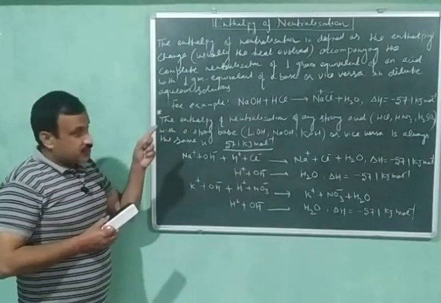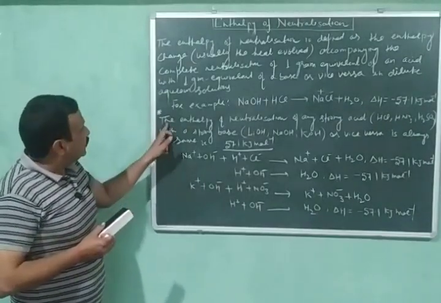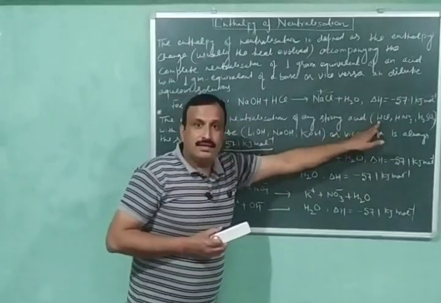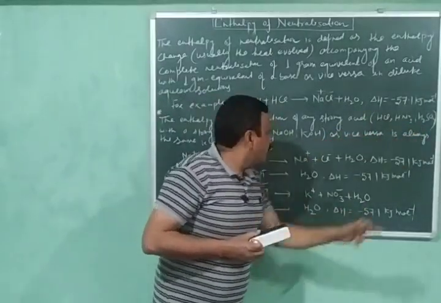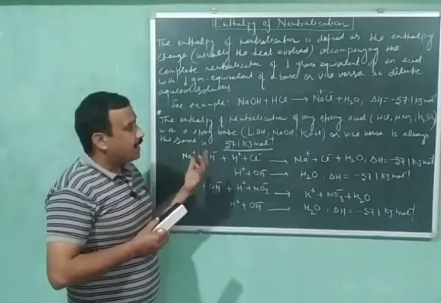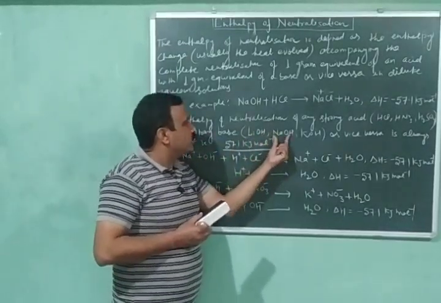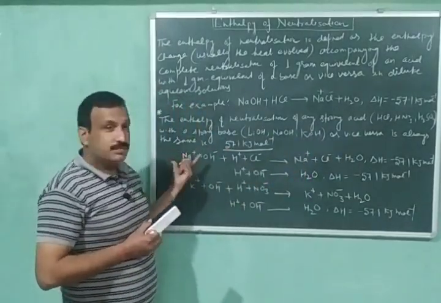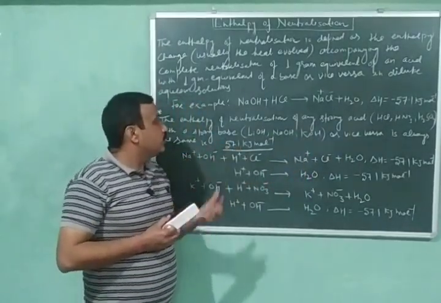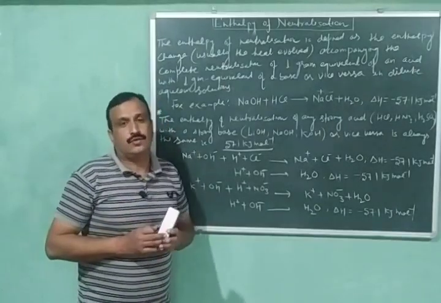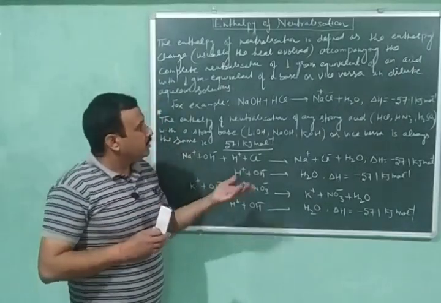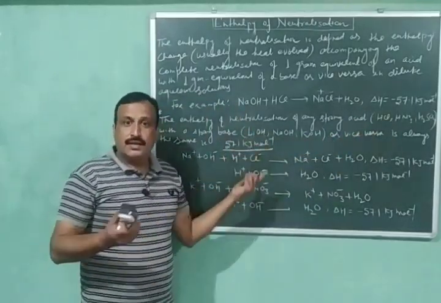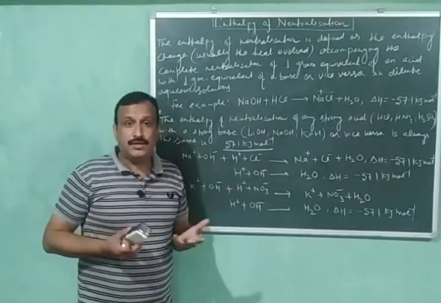And it is a very interesting concept here that the enthalpy of neutralization of any strong acid, that is HCl, nitric acid, sulfuric acid, with a strong base like lithium hydroxide, sodium hydroxide and potassium hydroxide or vice versa, is always the same, that is 57.1 kilojoule per mole. A very interesting concept. That is, if we take any of the acids or any of the bases from here, then the same amount of heat will be liberated.